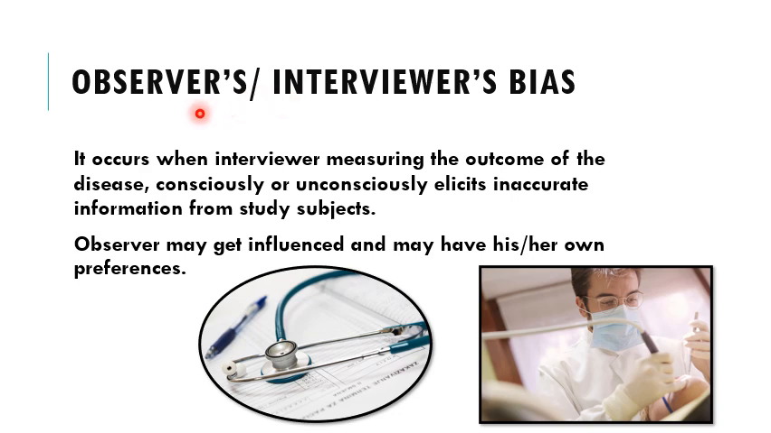And sometimes the operator is the observer. The person who is operating knows on which side he has operated for which bone graft. So the observer will have a favoritism, as I have already said, knowingly or unknowingly. It occurs when the interviewer measuring the outcome of the disease, consciously or unconsciously, elicits inaccurate information from study objects. The observer may get influenced and may have his or her own preferences.